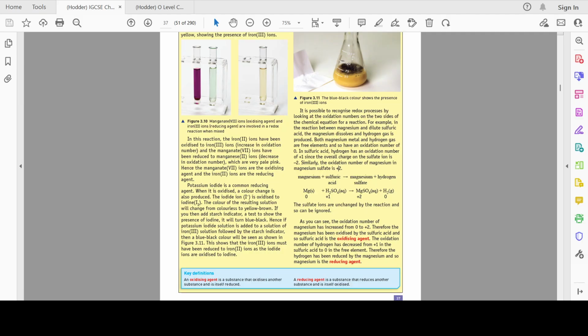3 solution. And what happens is, potassium iodide is colorless. It's a reducing agent. So what happens is, over here, iodine is in the -1 oxidation state. It has gained an electron from potassium.